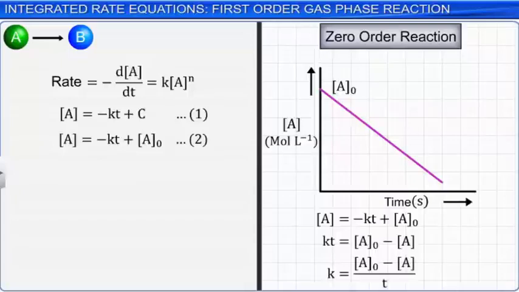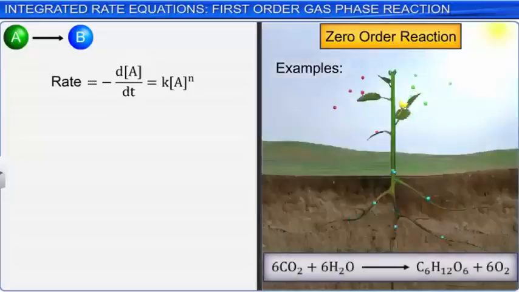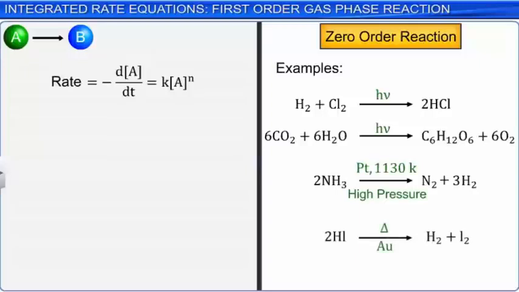Now let us look at certain examples of zero-order reactions. In general, photochemical reactions such as the formation of hydrogen chloride and photosynthesis are zero-order reactions. Certain enzymatic reactions, the decomposition of gaseous ammonia in the presence of platinum catalyst at high pressure, and the thermal decomposition of hydrogen iodide on a gold surface are also examples of zero-order reactions.